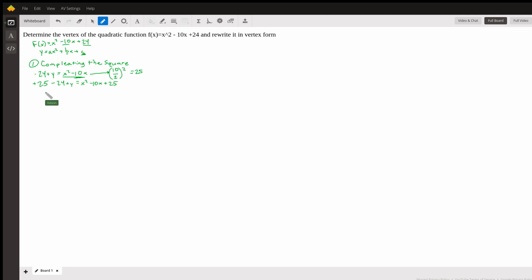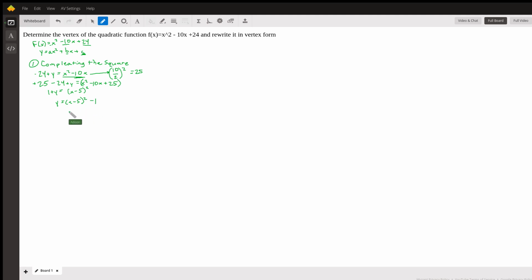So now let's simplify. We get 1 plus y equals, and then we can make this into a perfect square. That perfect square is going to be x minus 5 squared. So now that we have this in a perfect square, I want to move the 1 back over to the right side. So it's y equals x minus 5 squared minus 1. Now that we have this in this form, it is actually in vertex form.